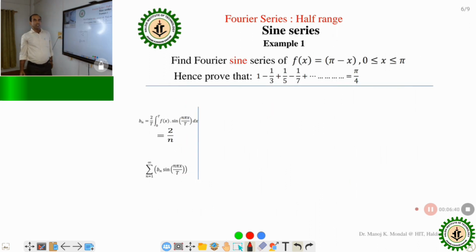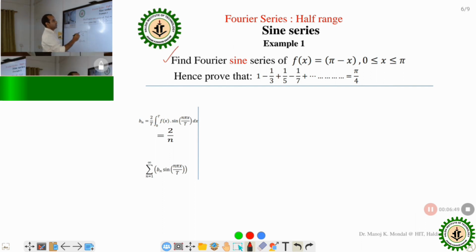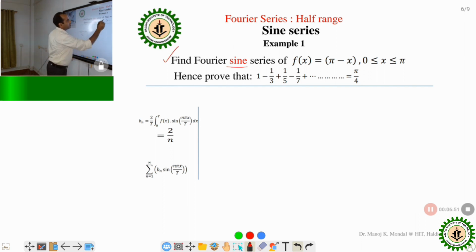So next we consider one example. Suppose for the sine series we consider this example: find the Fourier sine series of the function f of x equal to pi minus x in the interval 0 to pi.